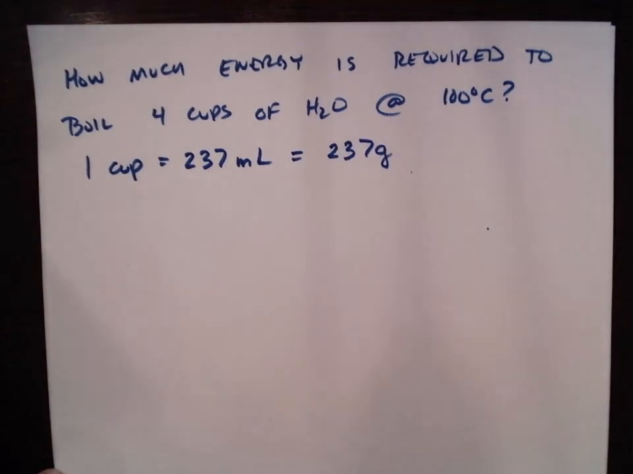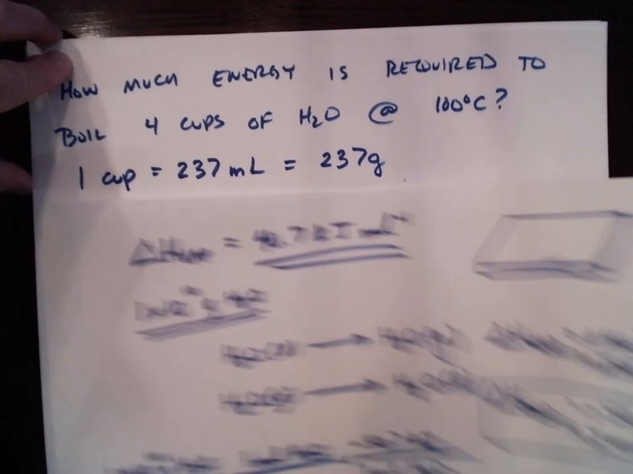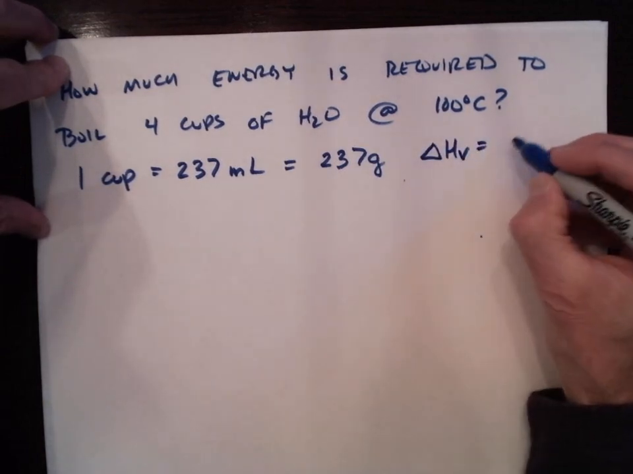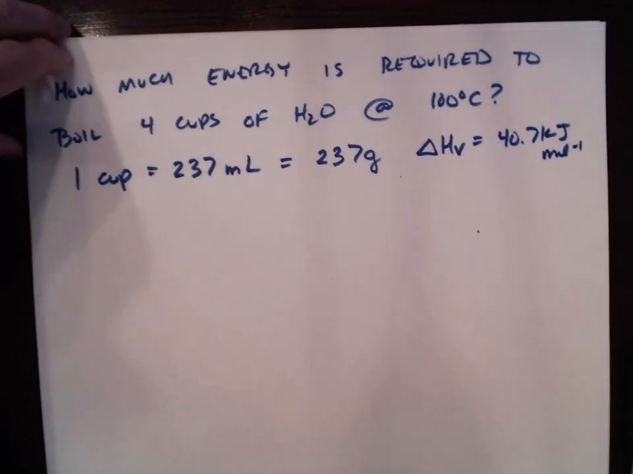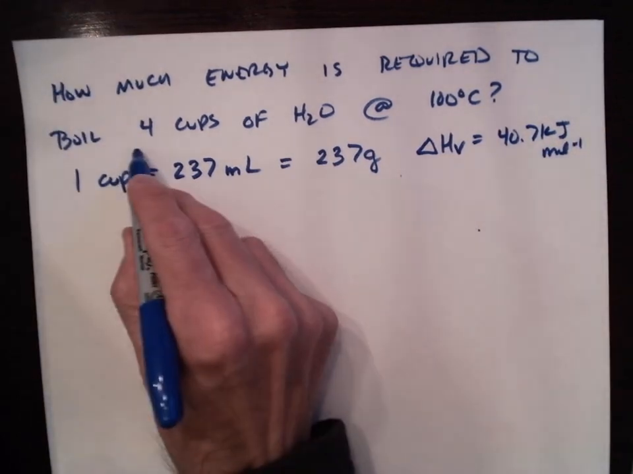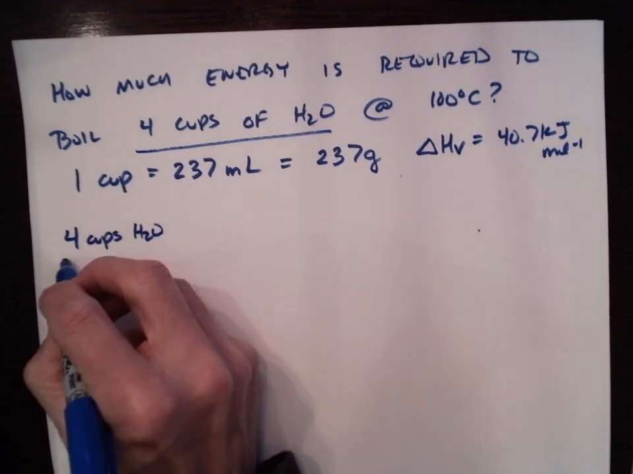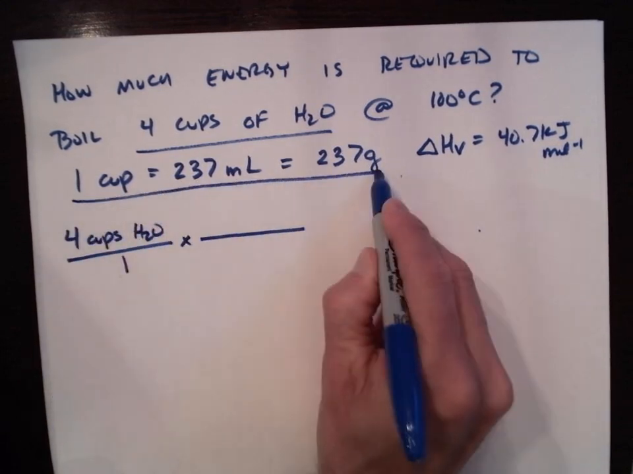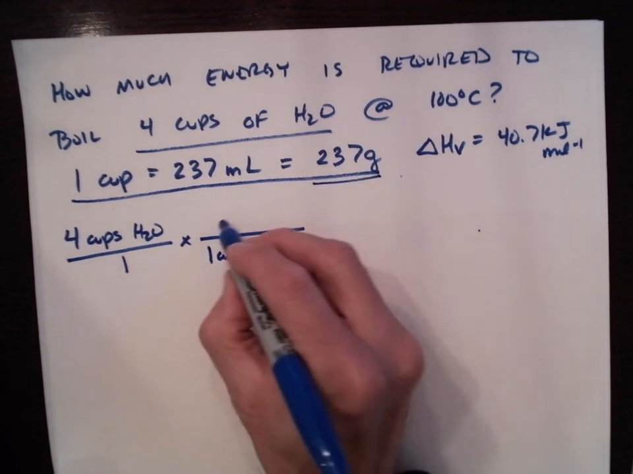It's the same kind of question. We can still use the enthalpy of vaporization of water, 40.7 kilojoules per mole. We still have that quantity as well. I'll write that over here. Delta H of vap, 40.7 kilojoules per mole. Well, I'll start with the quantity I'm given. 4 cups of water. I'll use this conversion factor here. 1 cup of water is 237 grams of water.